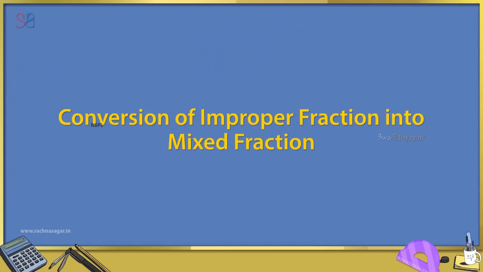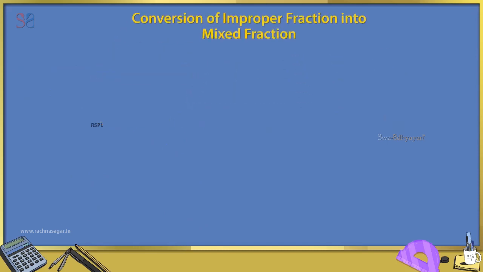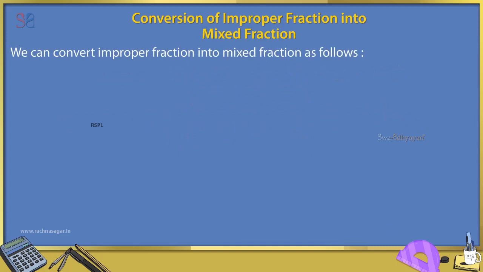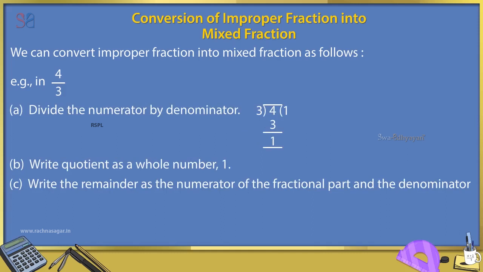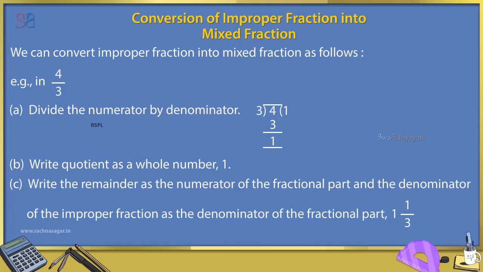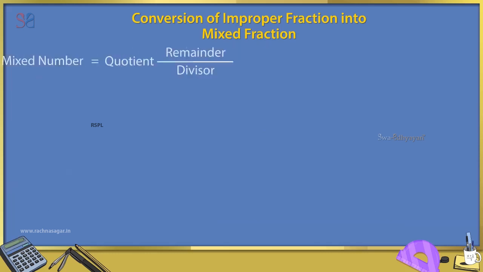Conversion of an improper fraction into a mixed fraction. We can convert an improper fraction into a mixed fraction as follows. Example, in 4 by 3, A. Divide the numerator by the denominator, 4 divided by 3. B. Write the quotient as a whole number, 1. C. Write the remainder as the numerator of the fractional part and the denominator of the improper fraction as the denominator of the fractional part. 1 and 1 by 3. Mixed number is equal to quotient and remainder by divisor.